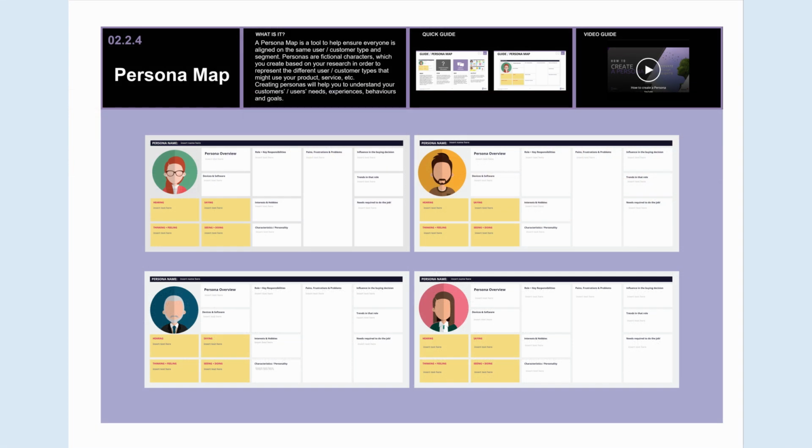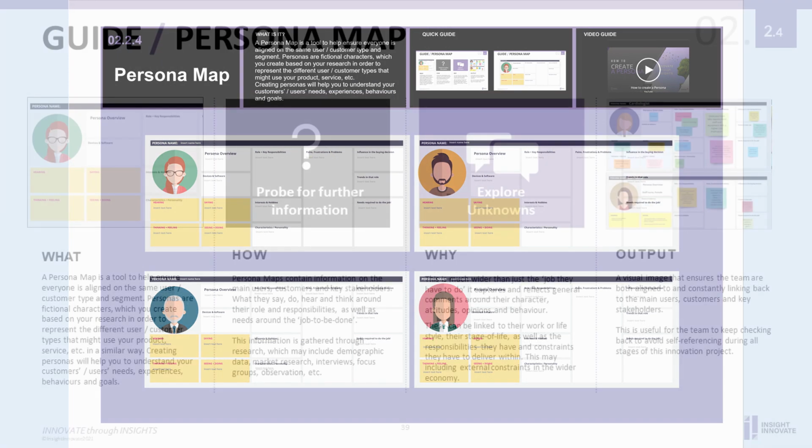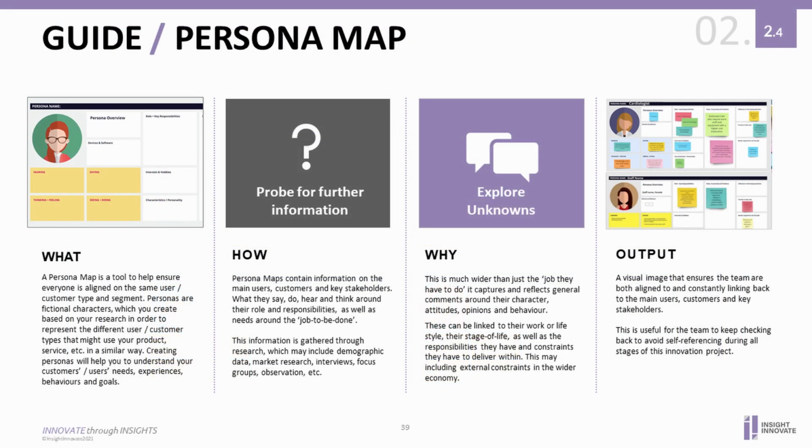You can then start to develop your persona maps. The aim of your persona map is to keep your team focused on the key user, customer, and stakeholders involved. This is a reference point you refer to throughout the discovery process.